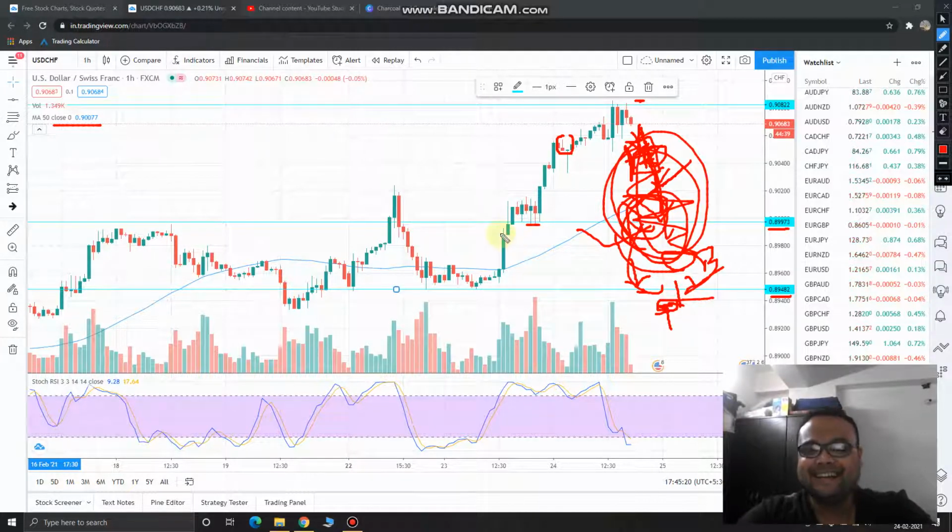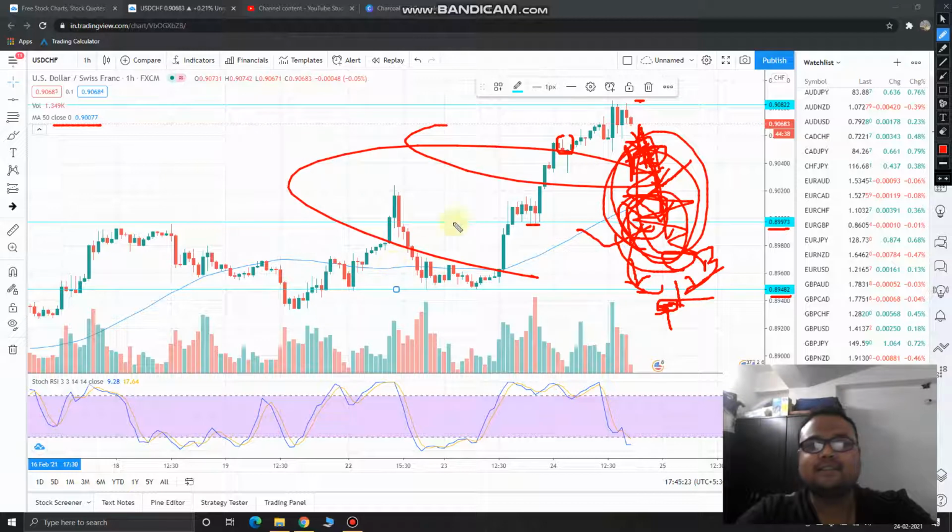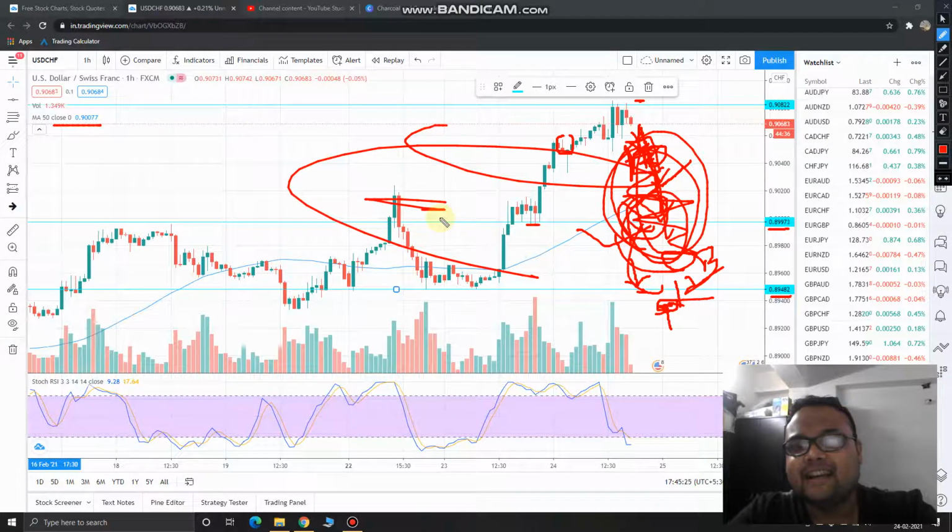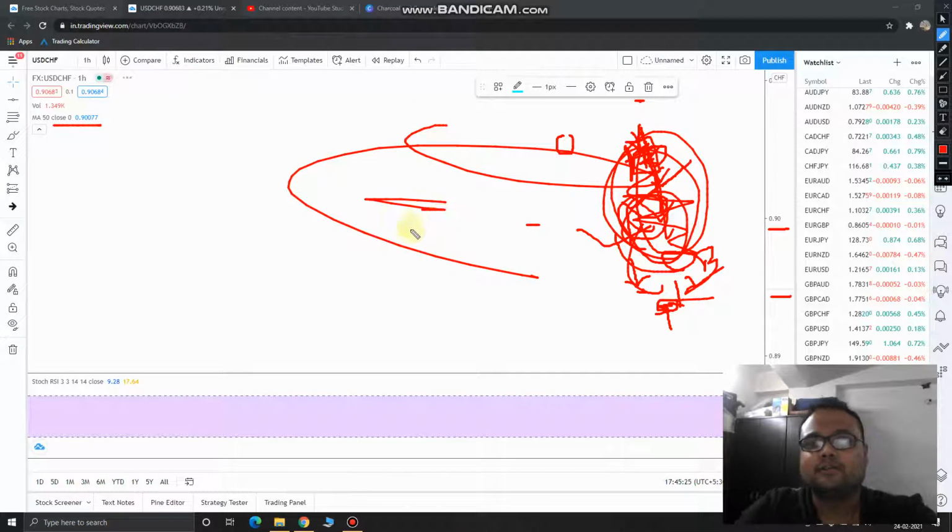So this is the analysis. Sorry for the bad drawing. Anyways, this is the analysis for US dollar, Swiss franc for the day, and hopefully you have understood.